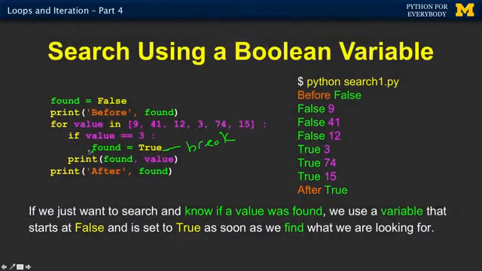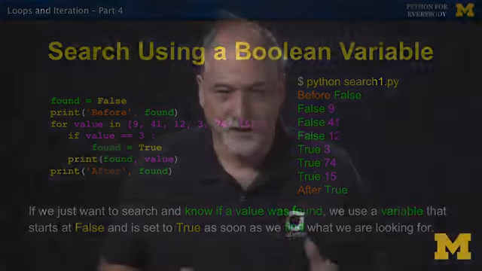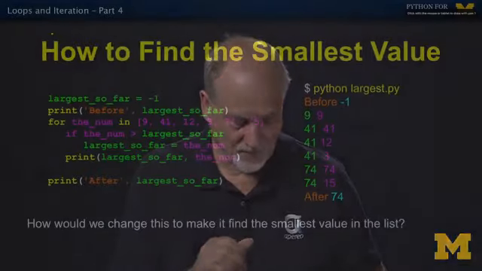Right there. Because once it's true, it's not going to go back to false, so we could stop. So we've done a bunch of different things, right? We found the largest, we searched for a value, we did some sums, we did some averages, and now we're going to do the smallest value. And just before we do the smallest value, let's review what we did for the largest value.